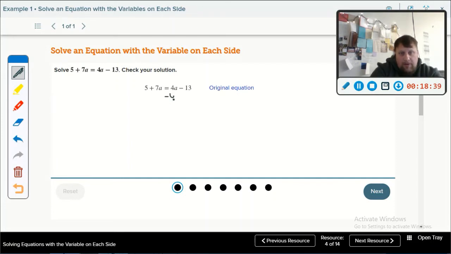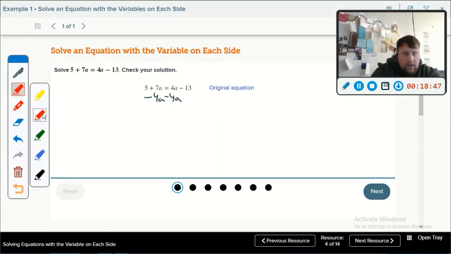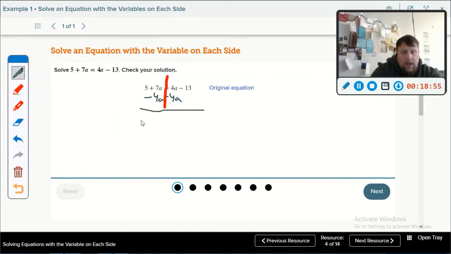So I'm going to subtract 4A from both sides, minus 4A. Remember, the sides are separated by the equal sign, right? And I end up with 5. Nothing didn't do anything to that. 7A minus 4A is positive 3A, so plus 3A equals, those 4's canceled out, minus 13.